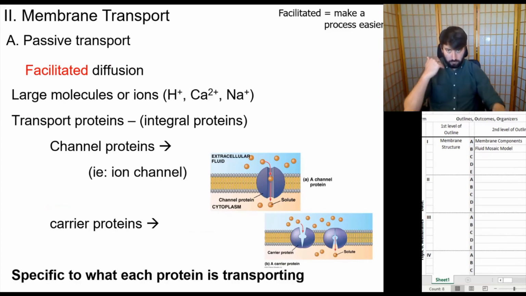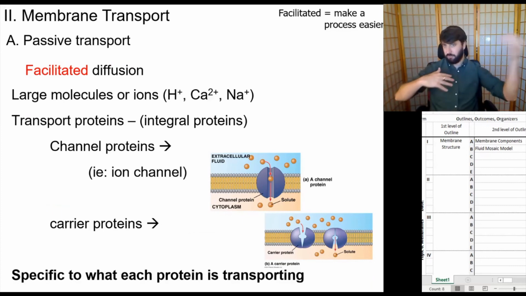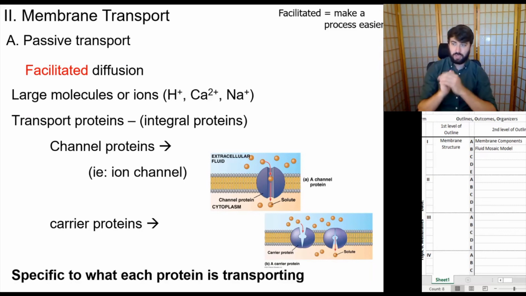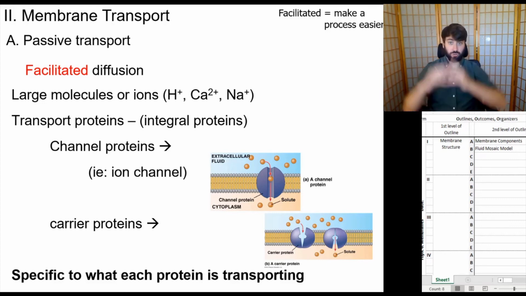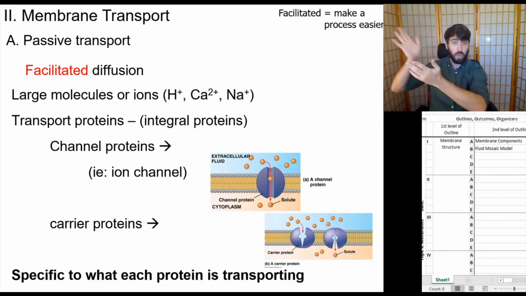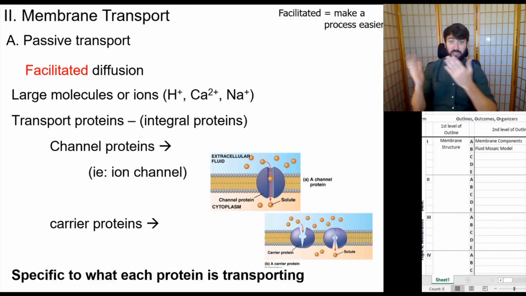So that's all this passive stuff, kind of moving in and out, kind of just diffusing across the barriers, right? But what about the stuff that can't actually get through those membranes? Maybe because the molecules are too big, or because they're charged, like a hydrogen ion or a calcium or sodium ion. Well, you can actually use one of those transmembrane proteins that we talked about in lecture 6.1 to help things along.